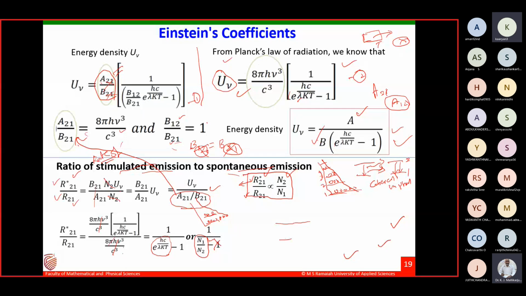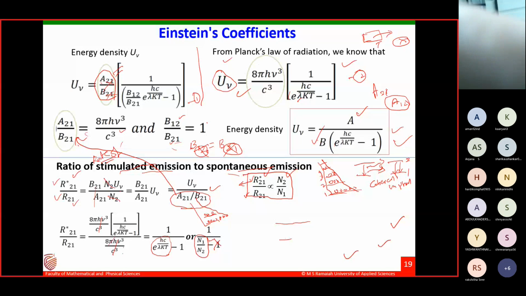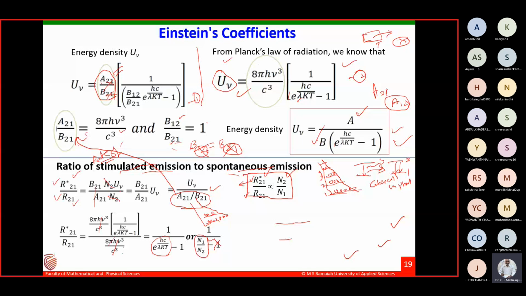Stimulated emission. Stimulated emission, sir. The rate of stimulated emission. Okay, R21 star is the rate of stimulated emission, and it is directly proportional to N2. But according to the Maxwell-Boltzmann equation, always N1 is greater than N2, is it not? Lower energy levels will have more atoms compared to the higher energy level. Therefore, by default, N1 is more than N2.